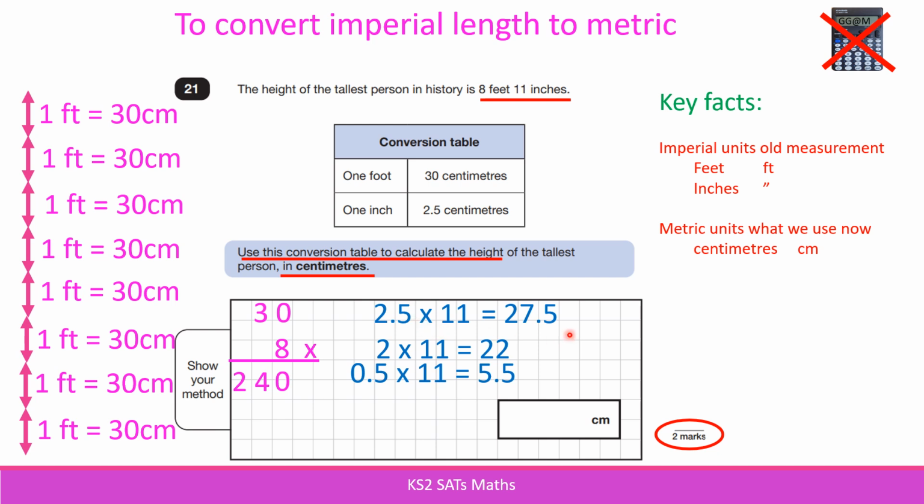From here, we've got to work out the total height. So we know 8 feet is 240 centimetres, 11 inches is 27.5 centimetres, so we need to add these together. So the 40 plus the 20 is 60, that gives me 267.5, and the answer needs to get written in here. Your working or your method that you've done here will give you 1 mark, and you'll get 2 marks for getting the final answer. Give yourself a big tick if you got that correct. Well done.